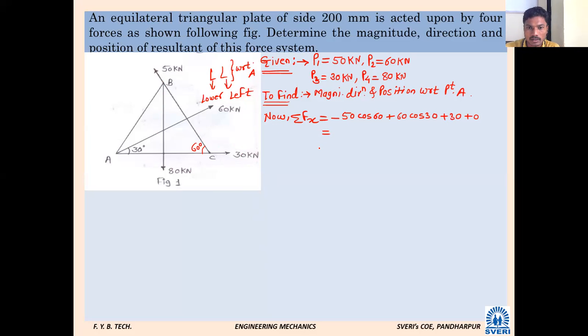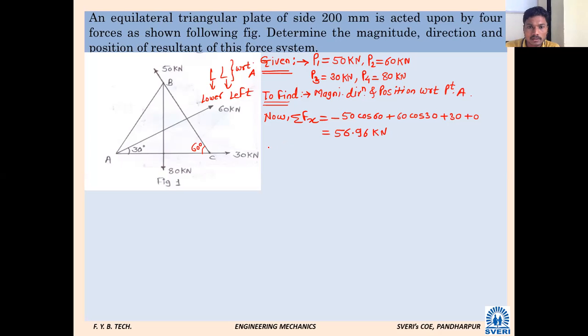Tell me this summation Fx. Tell me the value of summation Fx. 56.96. Unit will be kilonewton.